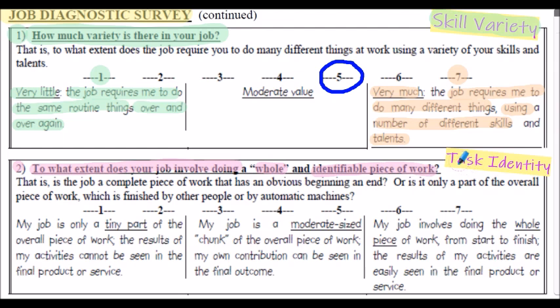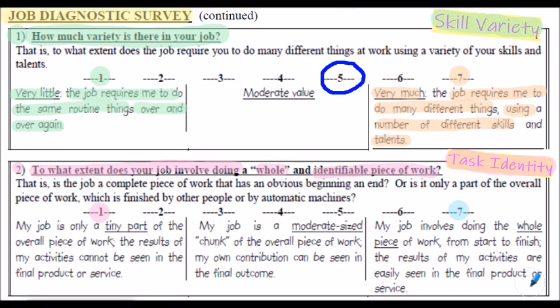This was termed by the researchers as task identity. And again, the response is from 1 through to 7, and the workers are required to state their level of agreement with the question. So this is an illustration of how a survey can be used to collect quantitative data for research purposes.